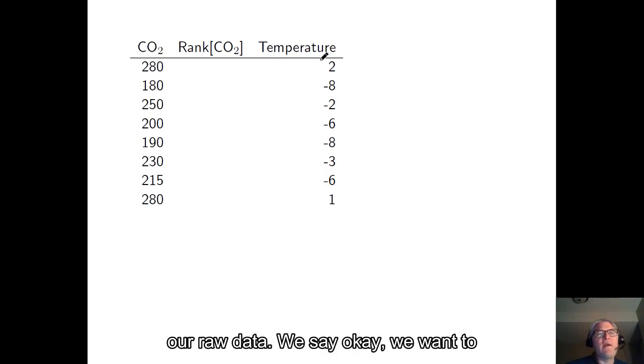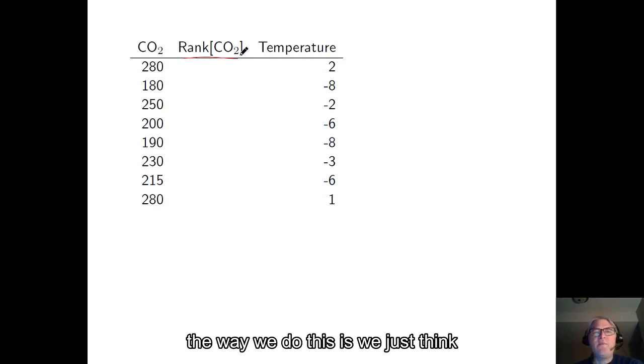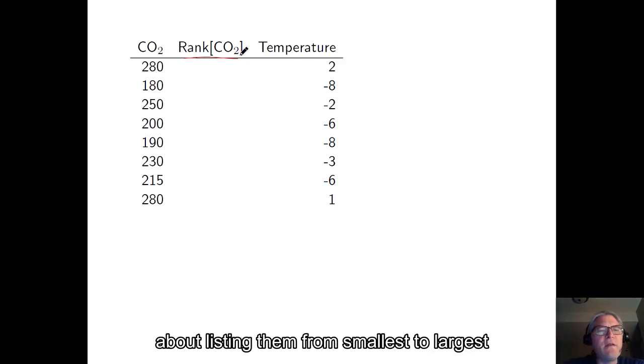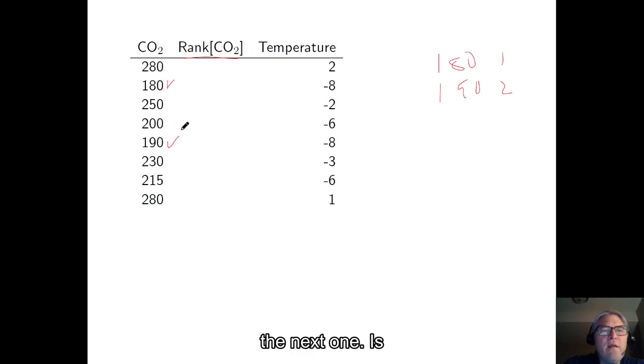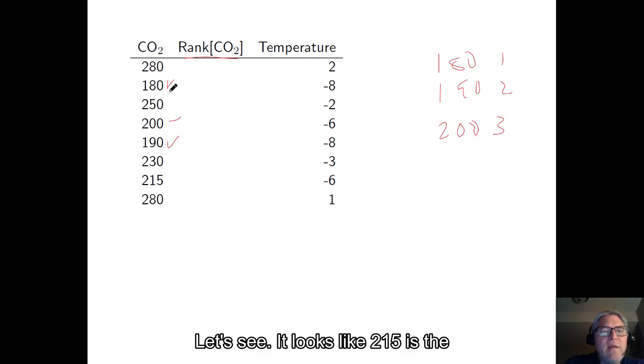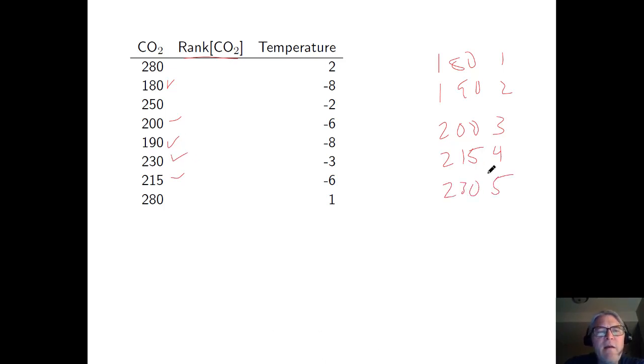There's our raw data. We say, okay, we want to calculate the ranks for the carbon dioxide. And the way we do this is we just think about listing them from smallest to largest. Let's see, the smallest value in here is 180. That would be 1. Then 190. So I'll put a little check mark here. That's 2. The next one is 200. That's 3. Let's see, it looks like 215 is the next ordered variable. That's 4. Let's see, 230. That's the 5th.